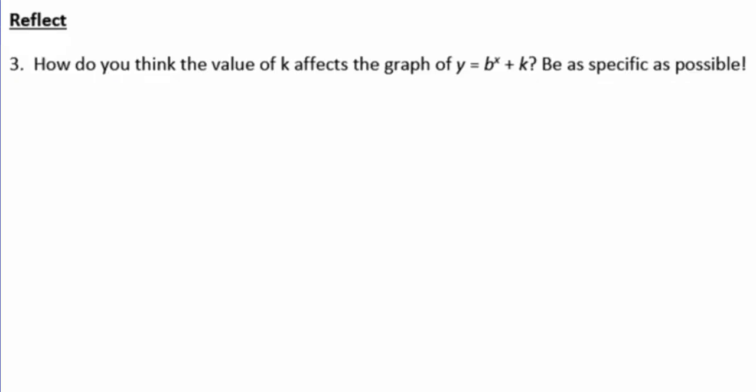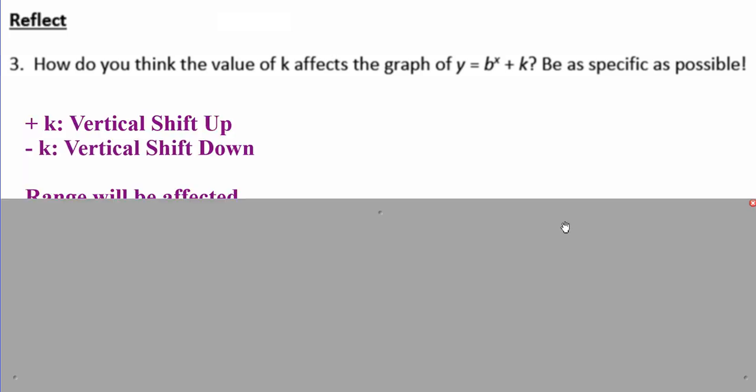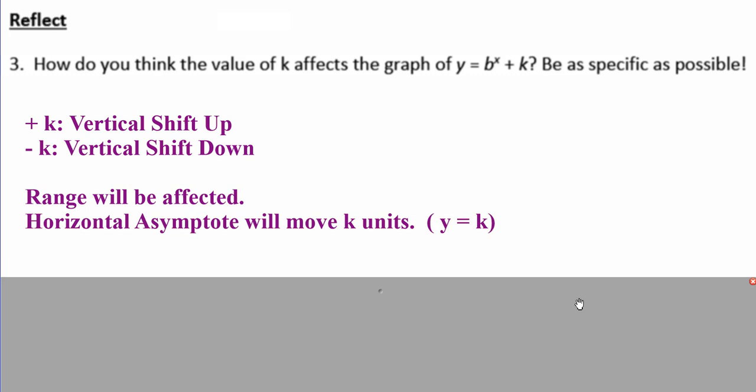So in these equations, we're looking at adding and subtracting a value that we're calling k. And so how does that affect our graph? Well, when k was positive, it shifted up k units, and if it was negative, it shifted down k units. So again, that's going to impact your range and the horizontal asymptote.